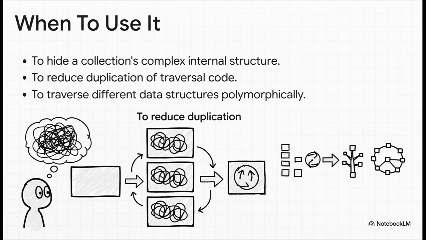So, when should you reach for this pattern in your toolbox? Well, it's perfect when you have complex data structures like graphs or trees, and you want to hide all that complexity from the rest of your app. It's a total lifesaver when you find yourself writing the same looping logic over and over again. And just like in our photo app example, it's absolutely essential when you need your code to handle different kinds of data structures in the exact same way.